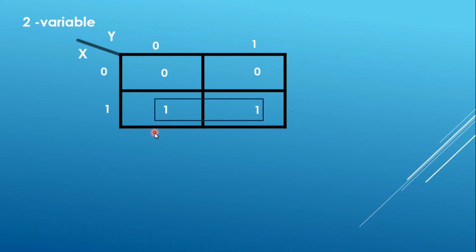Now showing you the grouping in a 2 variable map. The grouping has to be done in such a way that the ones have to be grouped together. The ones have to be grouped. Now they have to be grouped either horizontally or vertically. Right? You cannot group them diagonally. You have to group them either horizontally or vertically.